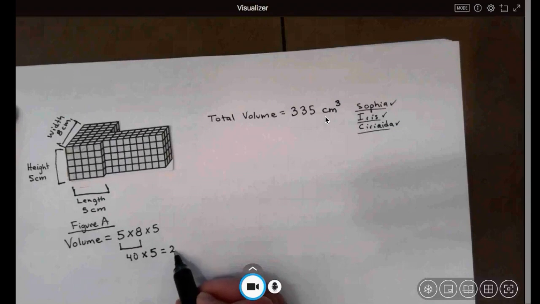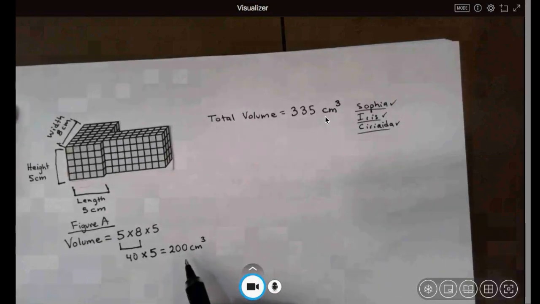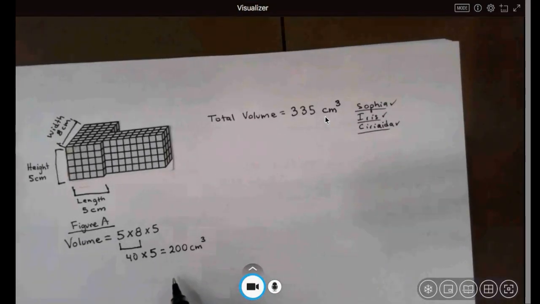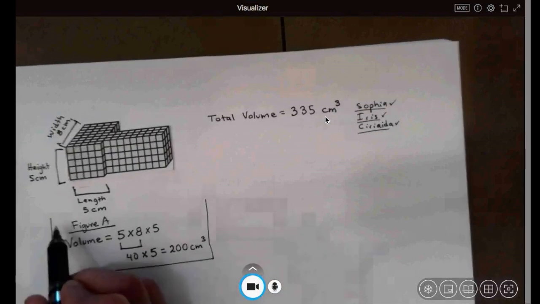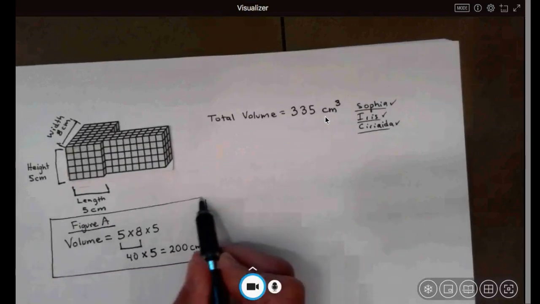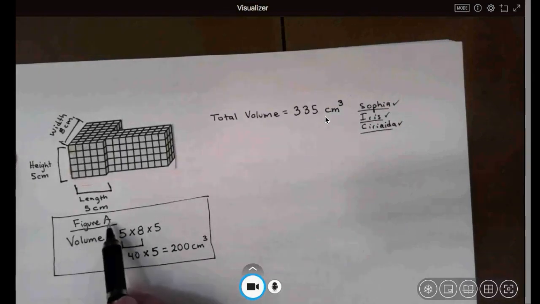200 cubic centimeters. Okay, 200 cubic centimeters. All right, good job. Now, so that's figure A. So here is the volume for figure A, and we're writing that down. We're just kind of putting it in a little box. That way we can say, all right, so this is the work for figure A.